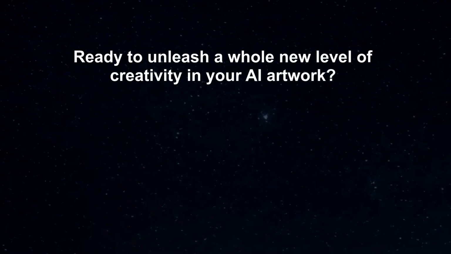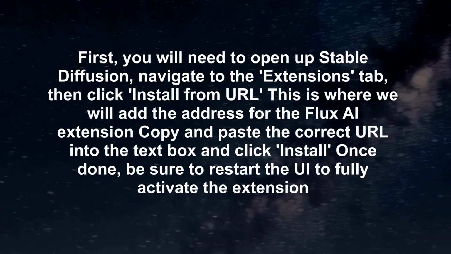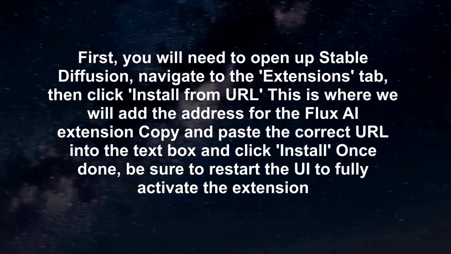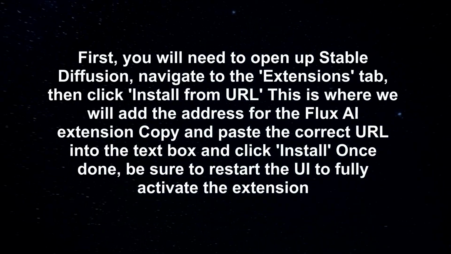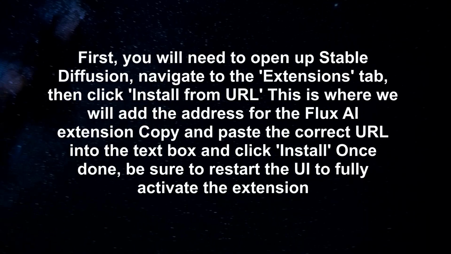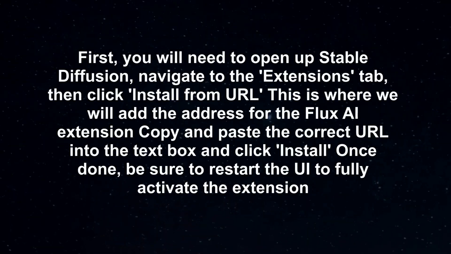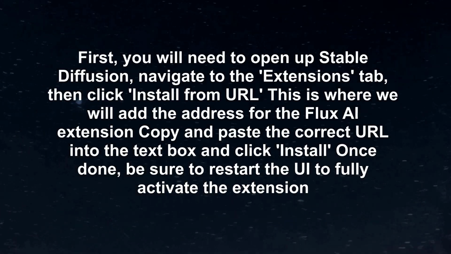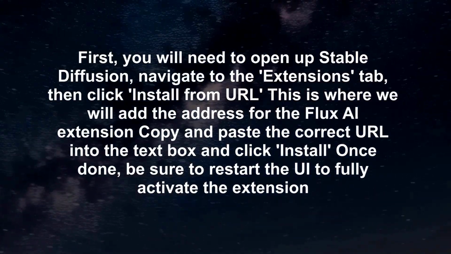Ready to unleash a whole new level of creativity in your AI artwork? First, you will need to open up Stable Diffusion, navigate to the Extensions tab, then click Install from URL. This is where we will add the address for the Flux AI extension. Copy and paste the correct URL into the text box, and click Install once done. Be sure to restart the UI to fully activate the extension.